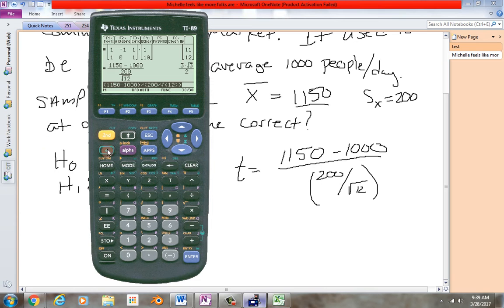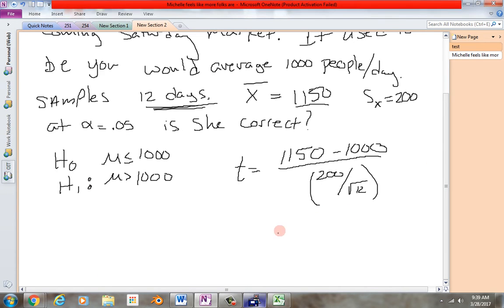I get 2.59. So I get a t-score of 2.59. Okay? Now, just like before, we're putting 0.05 over here, and we need a critical value for that.